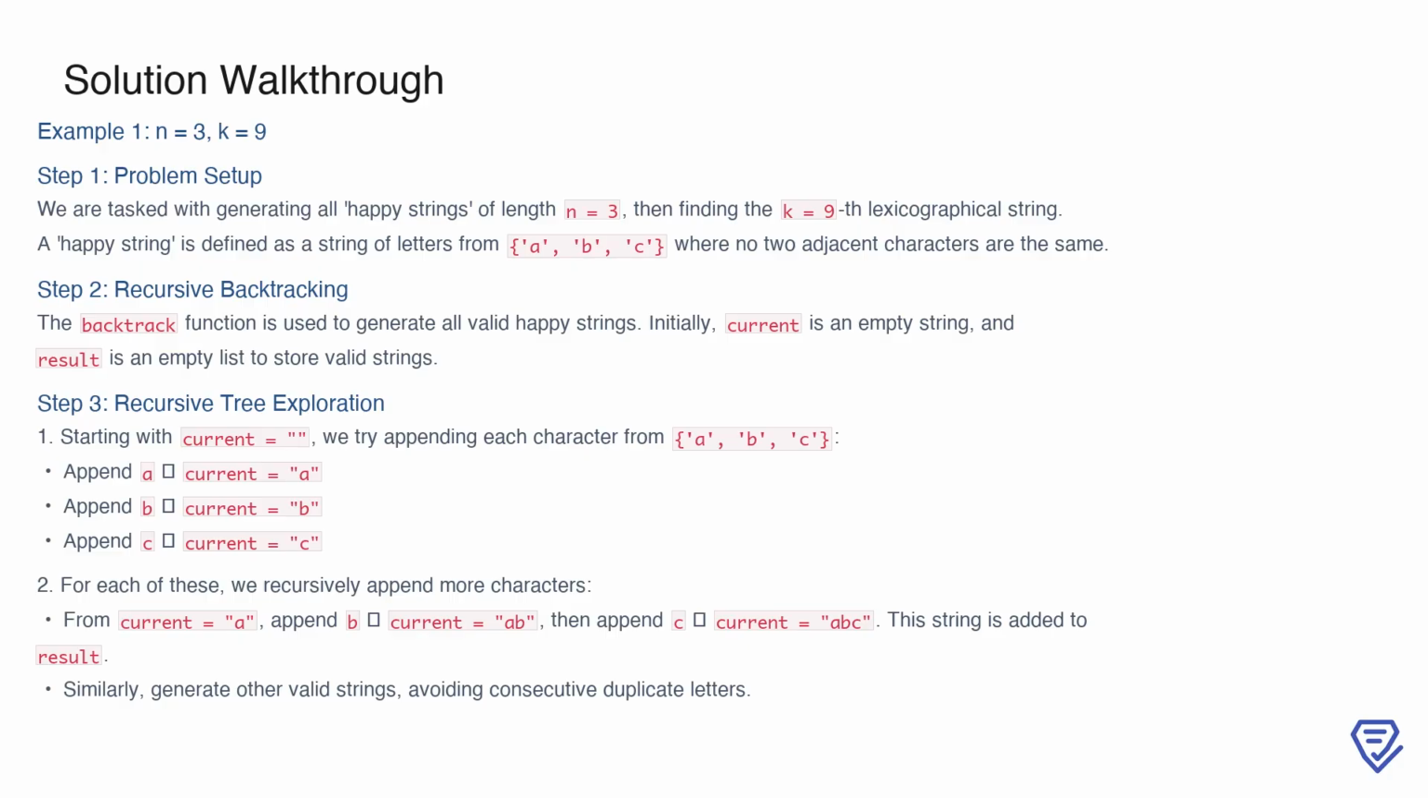For example, starting with an empty string, we append a, resulting in current equals a. Then, from a, we recursively try appending b and c to generate strings like ab and ac. These recursive steps continue until we reach strings of length 3, which are then added to the result list if they meet the criteria of being happy strings. This method ensures that all valid combinations are explored while avoiding consecutive duplicates.